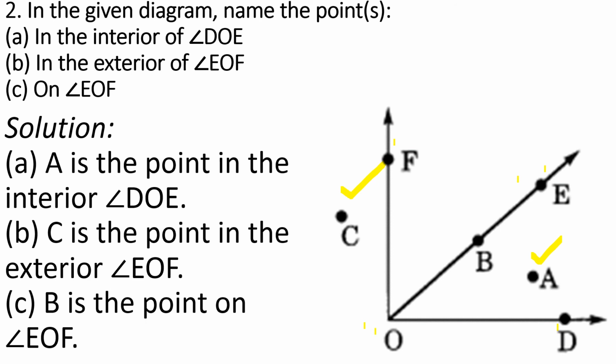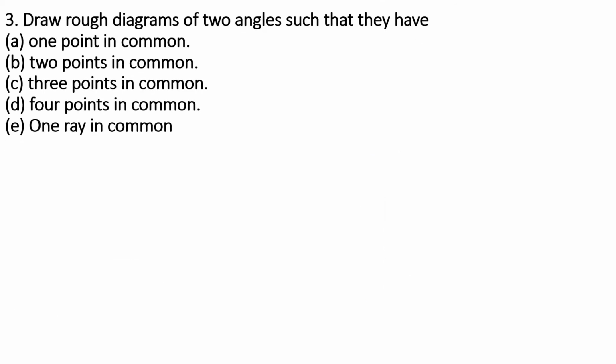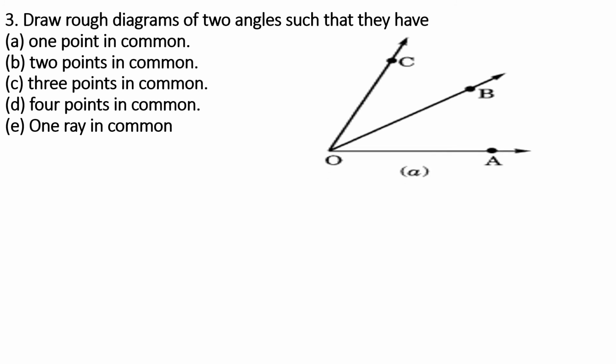Then on EOF, which is the point here? Point B is here. Okay, next one. Draw rough diagrams of two angles such that they have one common point. See here, angle AOB, angle BOC. How many angles are formed here? It is one angle and it is one angle. How many common points are here? Only one common point, O.